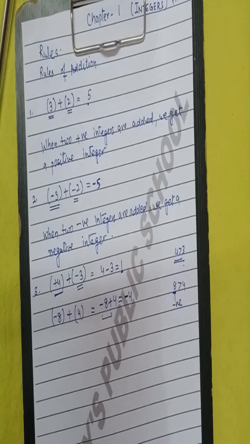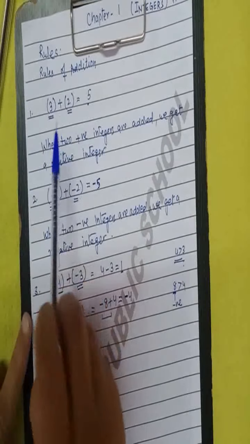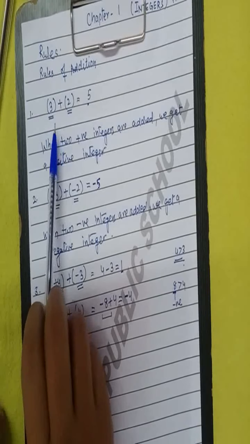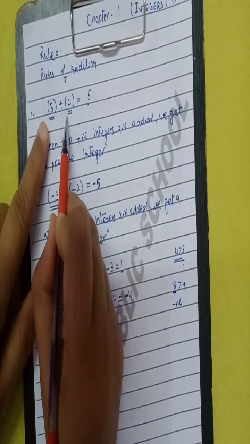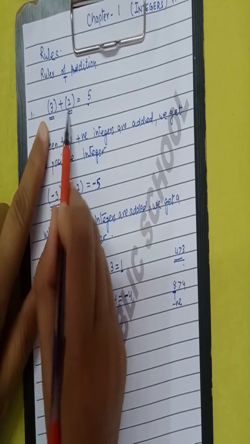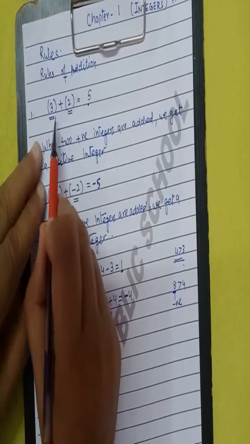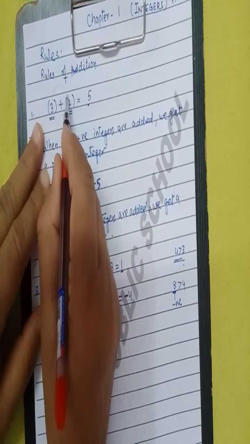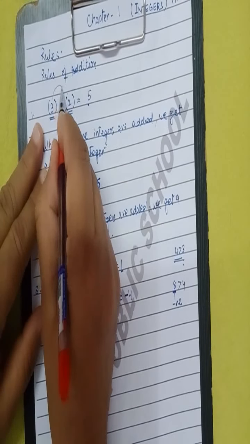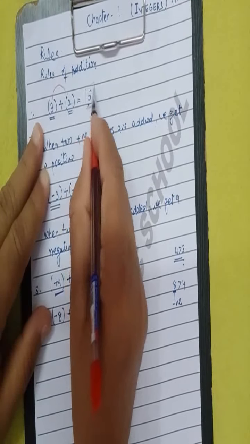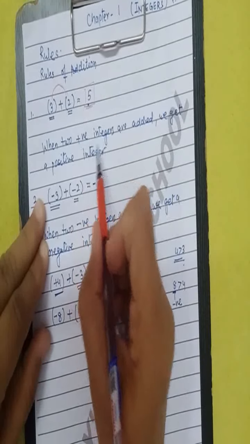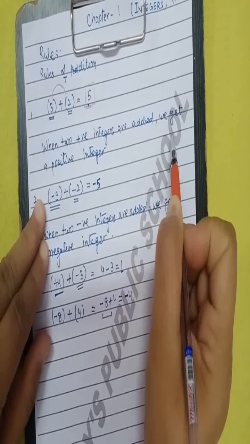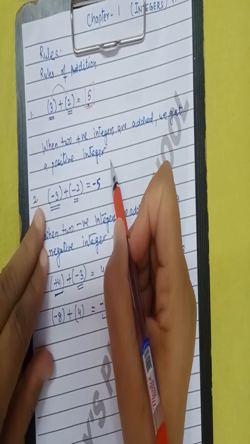In addition, I already mentioned some examples on that page. Here we have two integers, 3 and 2, and both are positive integers. So when we add them, the answer we get is a positive integer. So we can say when two positive integers are added, we get a positive integer.